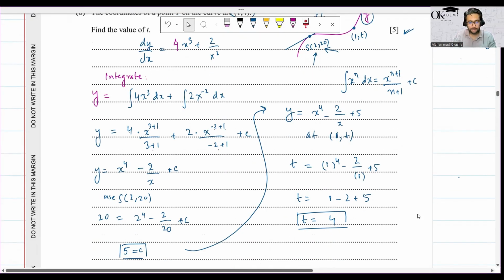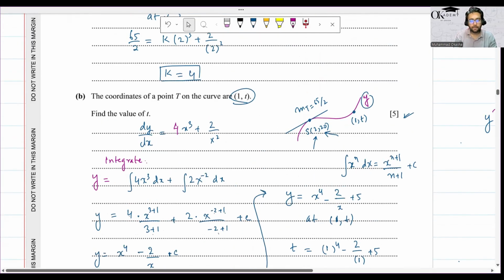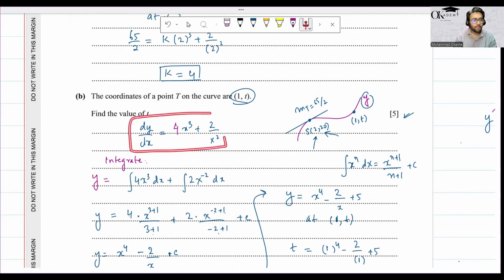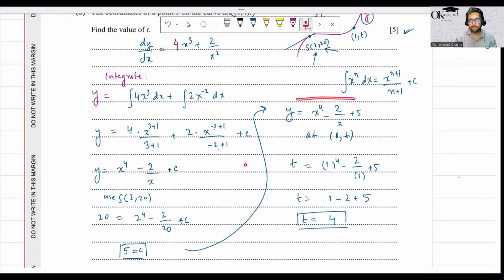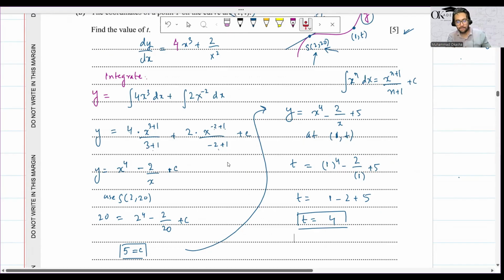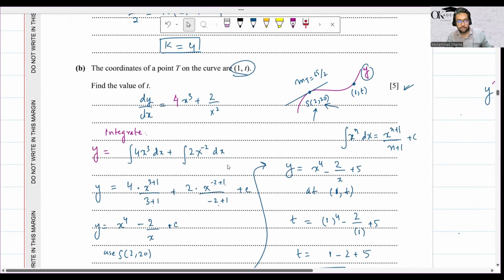Right? Pause and reflect on what we did over here. We started off with the derivative of the function. To find out the actual function, which is y, I integrated it, but integrating the function gave me an incomplete y because it had a c by the very end. So we used the point 2 comma 20 to work out the value of c, and once I had the c, my function is complete. I can put in any point. If I know the x coordinate, I'll get the y coordinate, and that's what we did. We worked out the value of the y coordinate, which is t. I am hoping it makes sense.